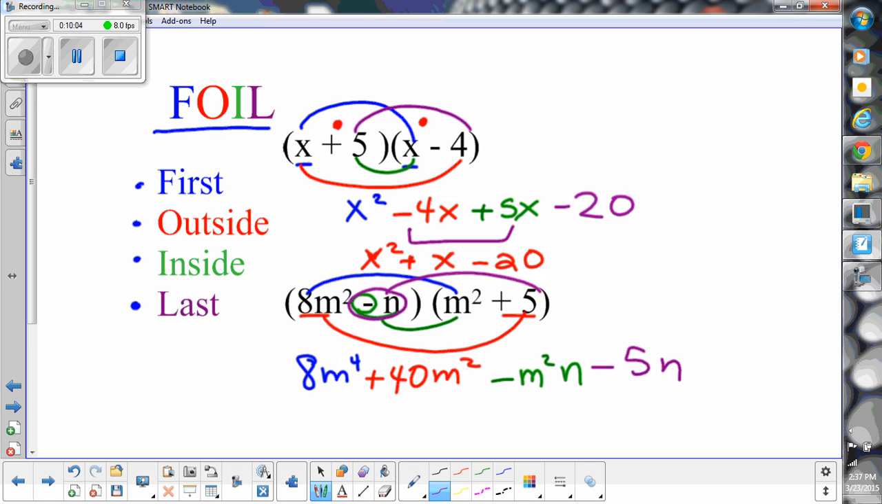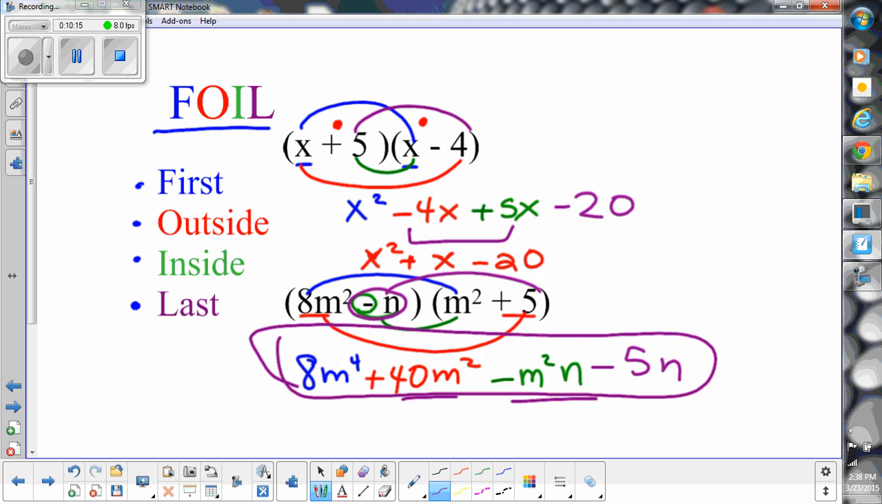This time we are finished because we do not have like terms in the middle. M squared n and n are not like terms. So look at here. Here's our final answer.